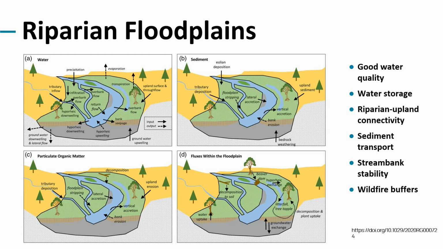Stream bank stability comes from the vegetation that you have on either side of the stream, and then wildfire buffers. People are finding that often when there's a wildfire, the riparian area is what stops the wildfire from going across and burning a larger area. Of course, if the wildfire is too big, it just jumps the creek, or if the area is not healthy, but yeah, it does have a really important effect that way.